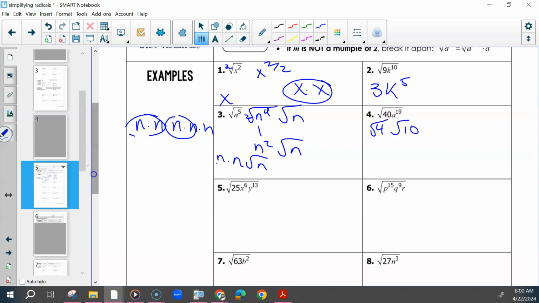Right. And a to the 19th is not even, but I know 18 is, separating it to an even and leaving the one behind. So I know the square root of 4 is 2. This would stay on the inside. The square root of a to the 18th would be a to the 9th. And these two would stay on the inside. So we have 2a to the 9th times the square root of 10a.